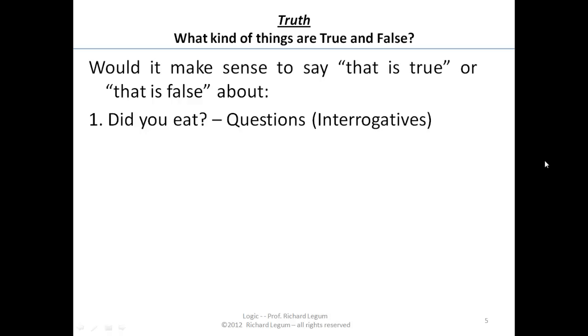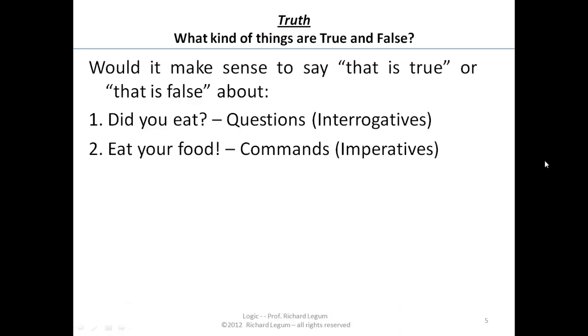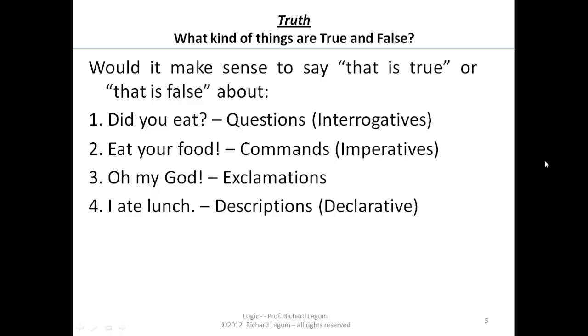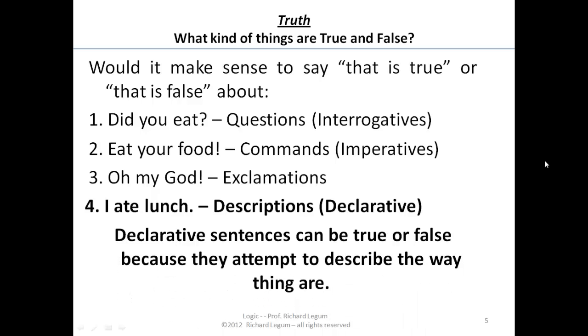Okay, so let's just review now. Would it make sense to say that's true or that's false about did you eat? Questions? No. Eat your food, about commands? No. Oh my God, about exclamations, expressing your emotions? No. I ate lunch, descriptions? Yes. That is the only type of sentence in which it makes sense to say of it that it is true, or if it's not true, that it is false. So declarative sentences can be true or false. And why? They can be true or false because of their use in the English language. How are they used in English? They're used to describe the way things are in the world. So once again, it looks like declarative sentences are the things that are true or false.